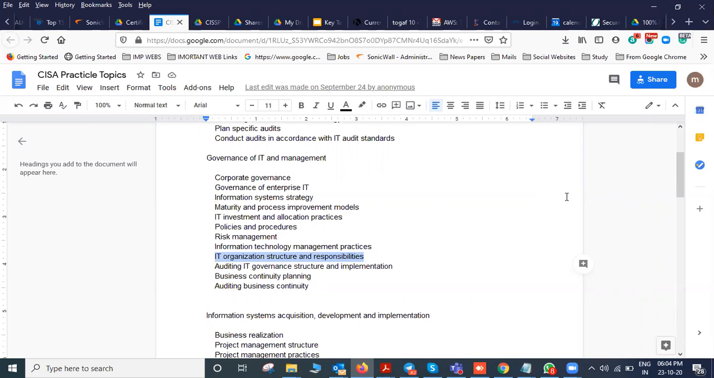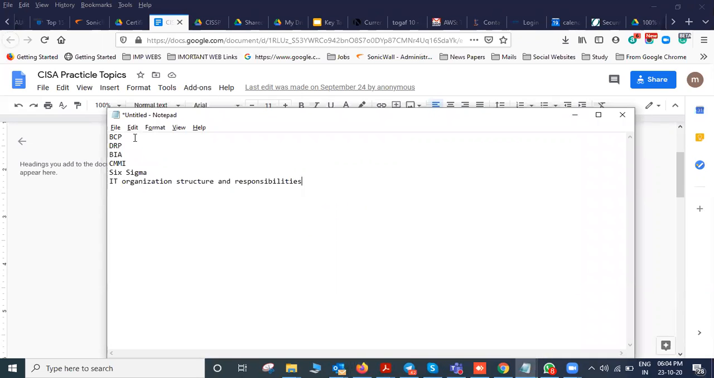So these are the things where you are going to do some practical work. In this, you need to create some BCP. You want to use some template, okay, and try to create it practically. You need to get some disaster recovery plan. You will get the template and use it. Business impact analysis, you go and take the template and create it. CMI, you have to get some knowledge.